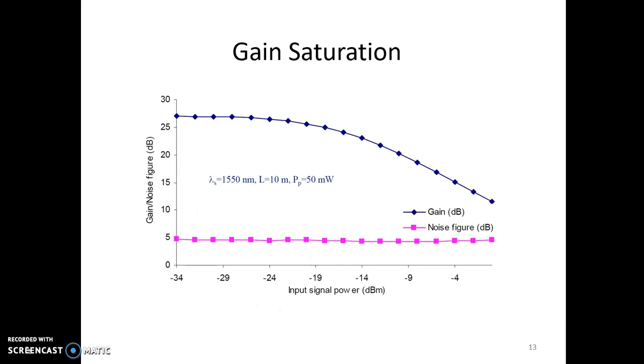Now, gain saturation. From this graph, we can see that when signal power is increased, gain decreases, and when gain is saturated and gain is increased, only noise is increased in relation to the signal. SNR increases, where SNR stands for signal to noise ratio.